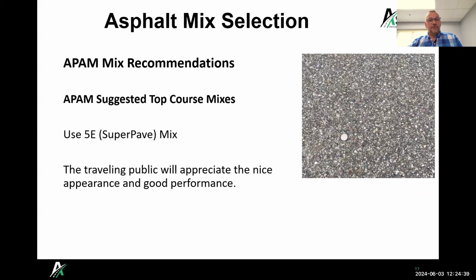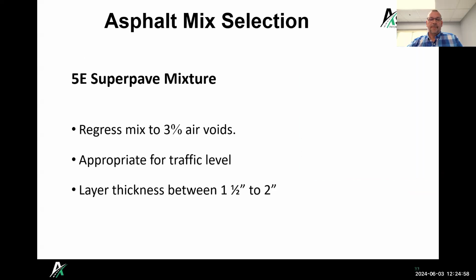Really, we would suggest using a 5E Superpave mix as a top course. They're fine graded, they're regressed down to 3% air voids. They're going to be very durable. They're going to look nice. They're nice and smooth. And we feel like everybody's going to be happy then if you're just specifying 5E mixes on top. Like I said, they're regressed to 3%.